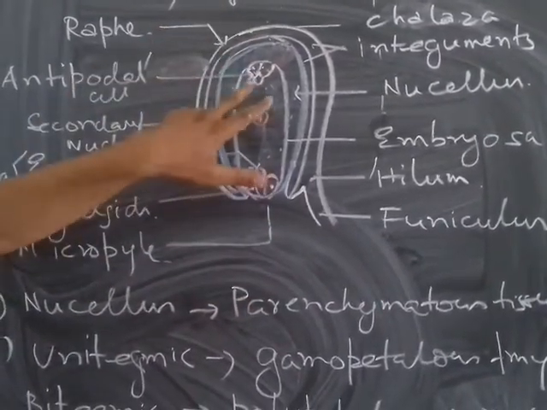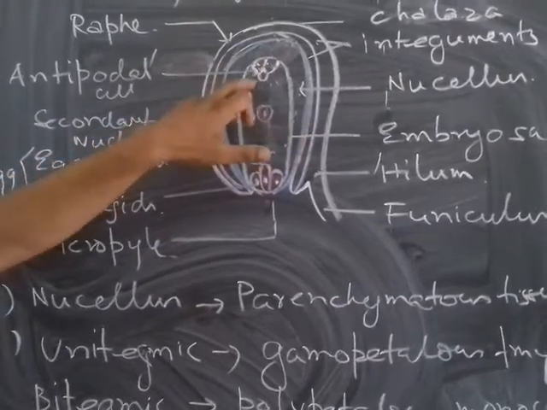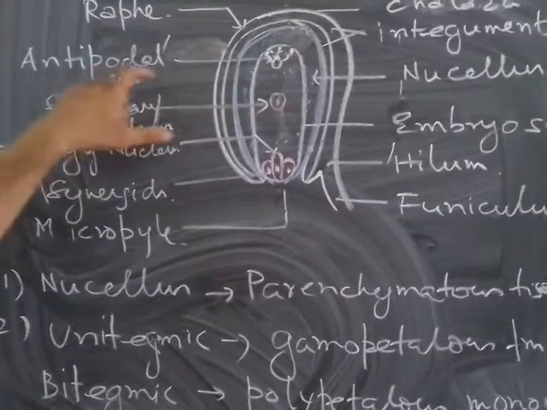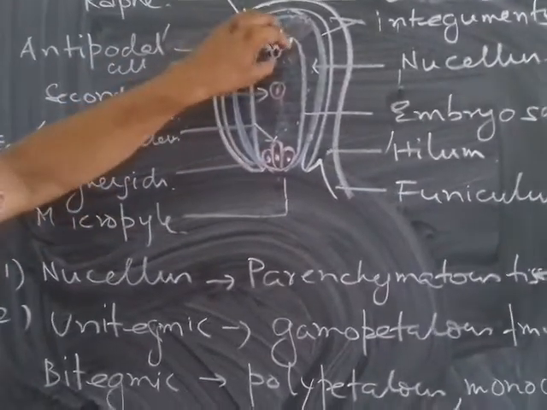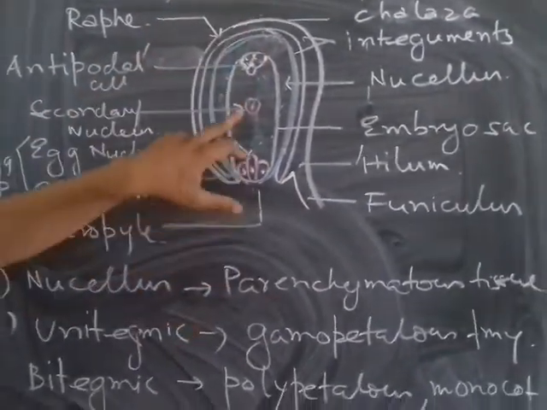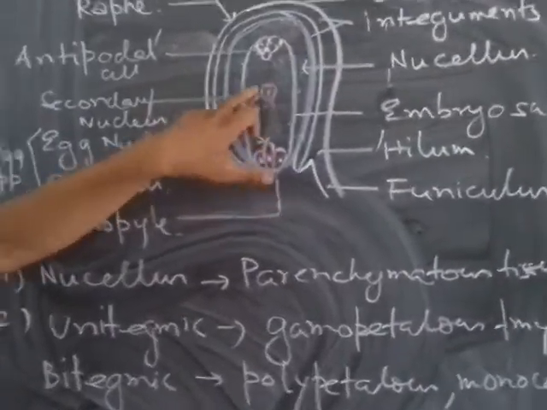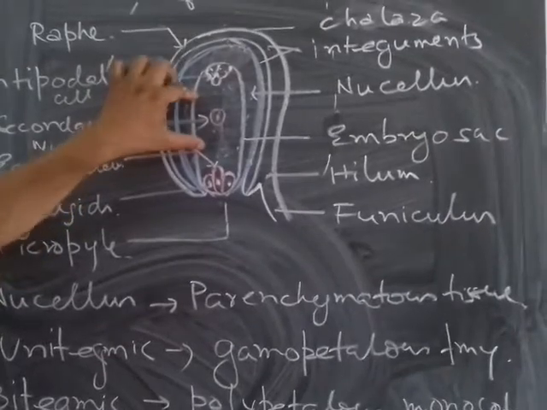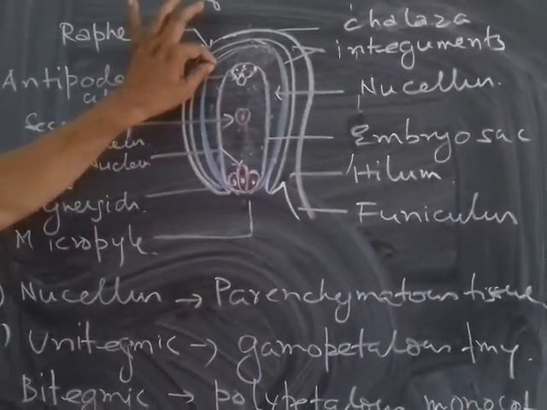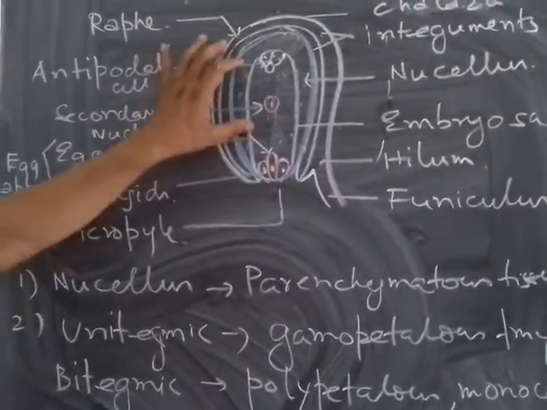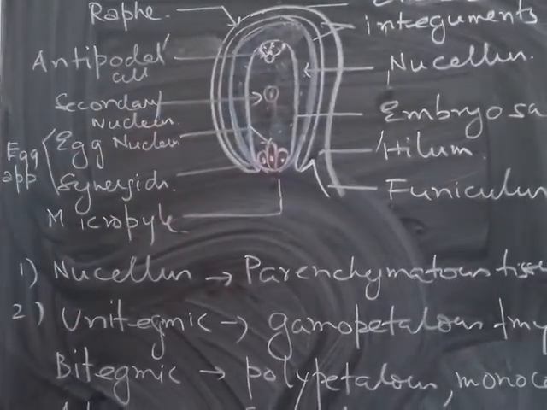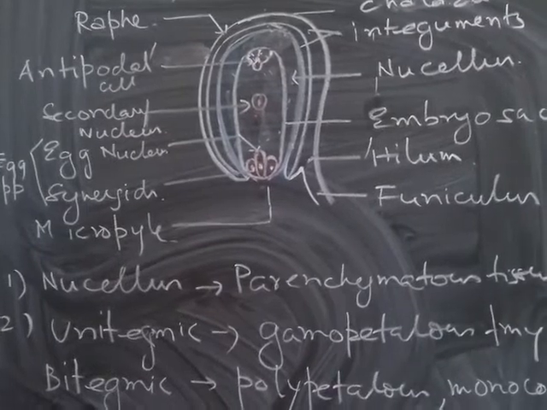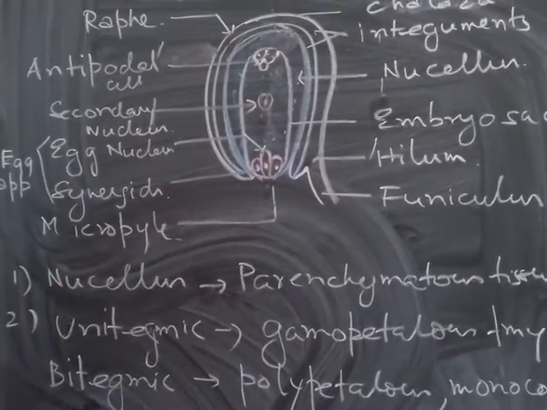Towards the chalazal end you will see there are 3 cells. These cells are all haploid, and they are called the antipodal cells. How these antipodal cells arise we will discuss later on. Inside there is a secondary nucleus which is 2N, diploid, formed by the fusion of nuclei from the two polar cells. Later on this secondary nucleus becomes the endosperm nucleus, so it is also known as the definitive nucleus.